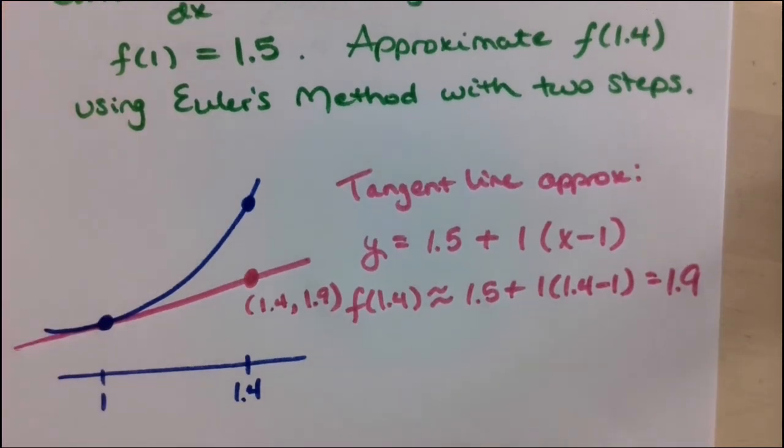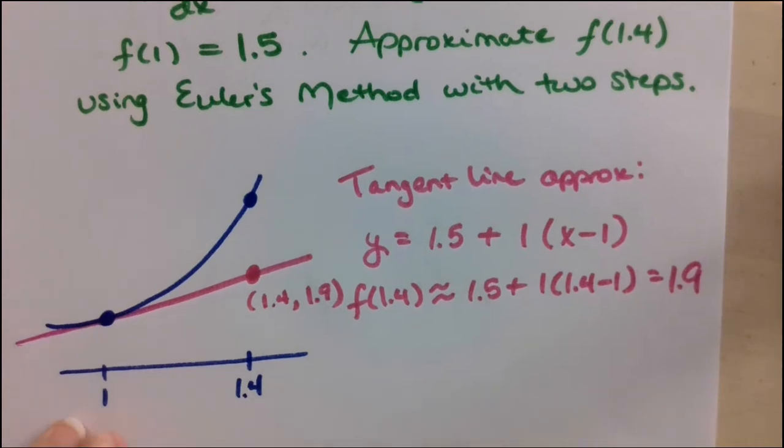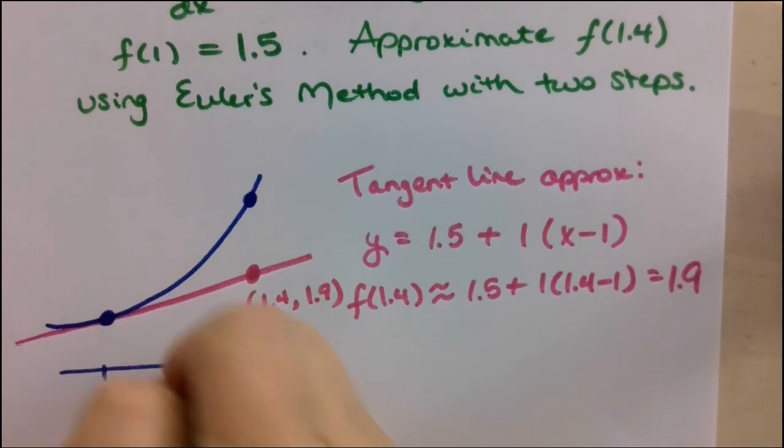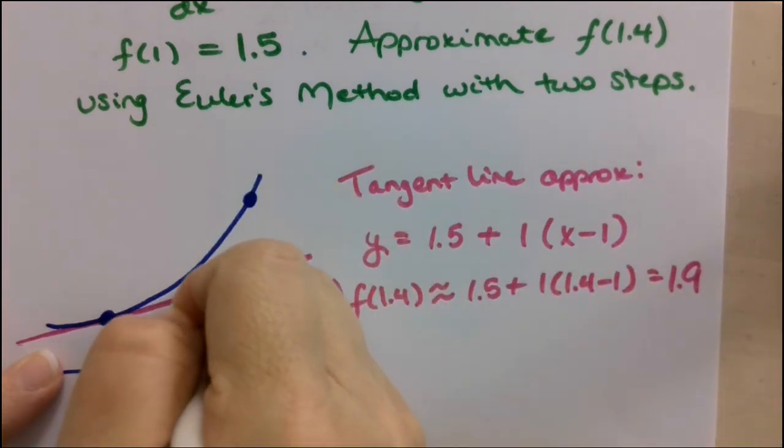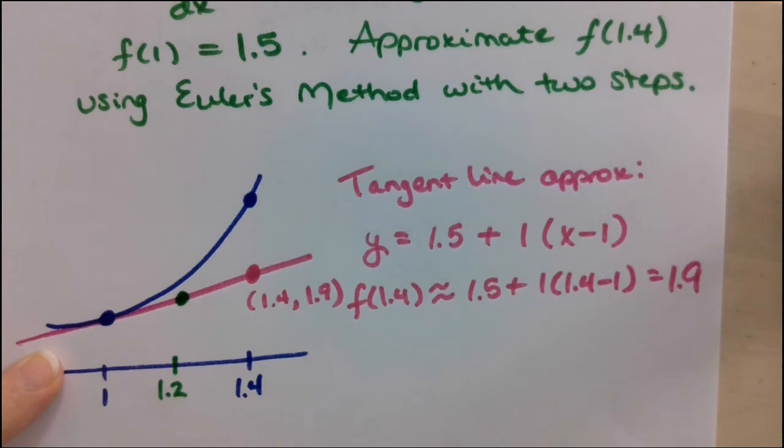What Euler's method does, though, is say, okay, let's take this same strategy and break it down. What if we did this process twice? Could we get closer? So instead of going all the way from 1 to 1.4, we're going to break up the trip right here at 1.2. And I'm going to use this same tangent line equation, but I'm going to plug in 1.2, and find the value of that point.